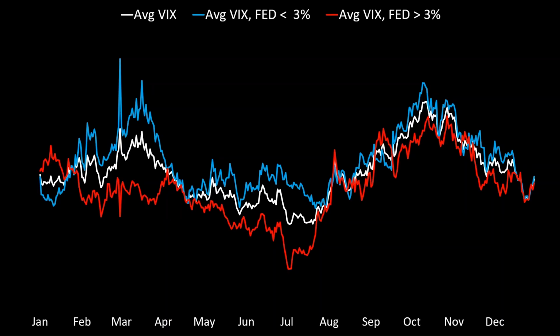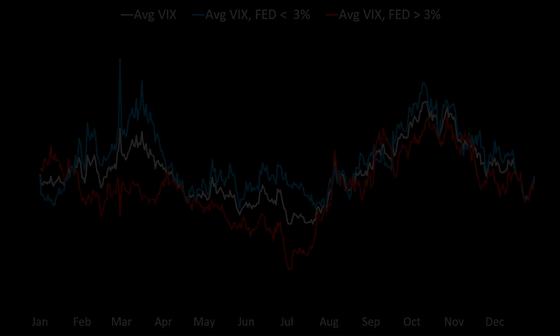Now here, really interesting. The white line in the center, that's the average VIX that we've been talking about. The blue line shows us the average VIX only when Fed funds, meaning interest rates, are below 3%. The red line when interest rates are above 3%. Now, we can see here, generally speaking, the blue line is above all the other lines, meaning that the VIX is higher. Again, when the VIX goes up, it means stocks go down. So the VIX is higher when interest rates are lower. The VIX is lower when interest rates are higher. Again, we tend to see high interest rates during strong economies and strong stock markets.